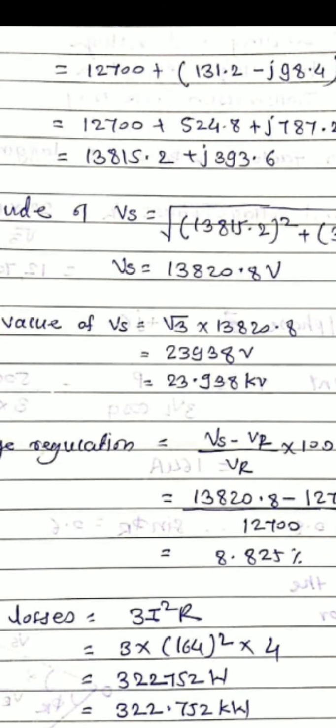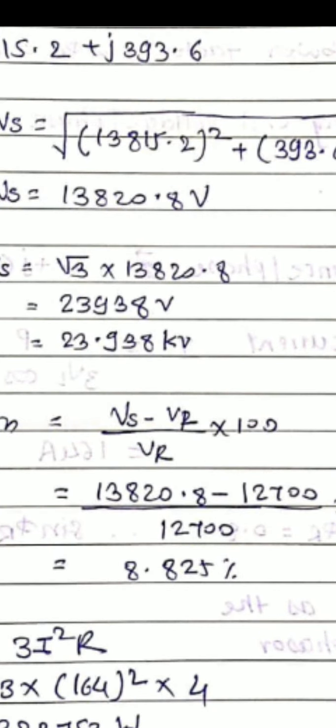The line value of Vs is root 3 into 13820.8, which after solving is 23938 volt. Converting this to kilovolt, it is 23.938 kV. We know that voltage regulation is Vs minus Vr divided by Vr into 100. Putting in the values and calculating, it becomes 8.825 percent.